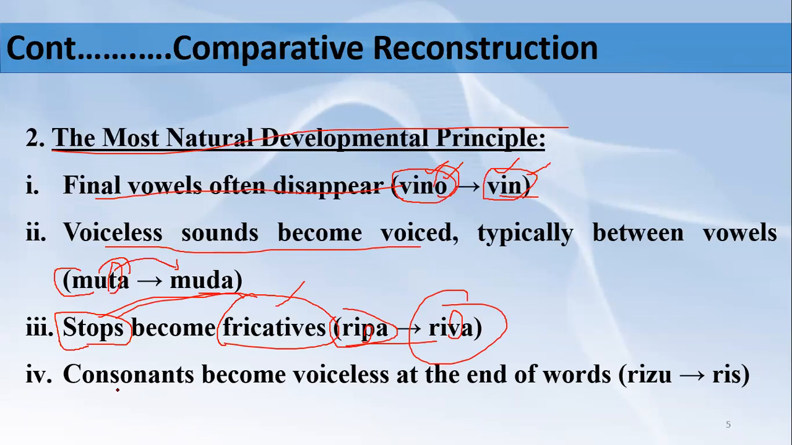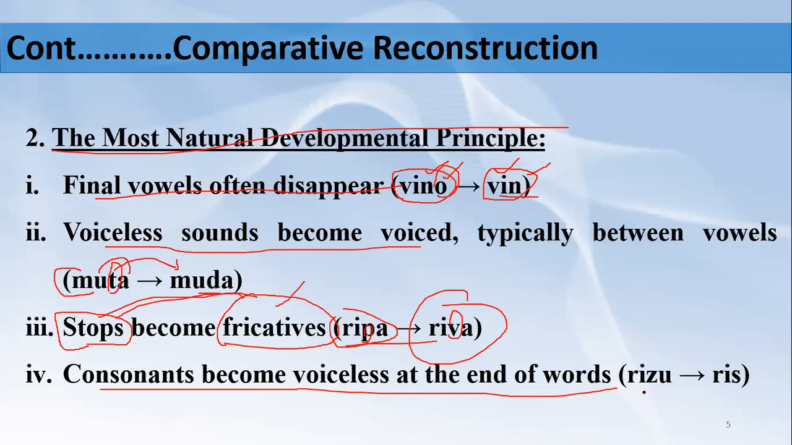So rule number three, moving to the last rule of the most natural developmental process: consonants become voiceless at the end of words. When there are consonant sounds at the end of words and those consonant sounds are voiced sounds, fine, voiced sounds are those sounds during articulation of which the vocal cords, or the vocal folds, are made to vibrate. And voiceless are those during the articulation of which these vocal folds do not vibrate. So what happens in this process of derivation, consonants become voiceless at the end of words. Keep in mind, at the end of words, that is necessary, that is a must.